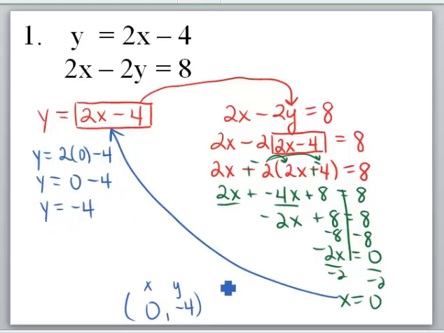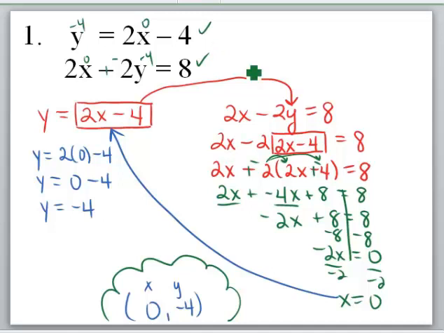Now, just like with solving systems graphically, you can also check your solutions for substitution. If you want to know if this is right, you take the 0 and plug it in for x, you take the negative 4 and plug it in for y, and you see if it's true. This gives you 0 minus 4, which is negative 4. Now, if I plug in 0 for my x here and negative 4 for my y, I get 0, and this ends up being negative 2 times negative 4, which is a positive 8. So both of these, 0 and negative 4, work in both equations, so I can be assured that I have the correct answer.